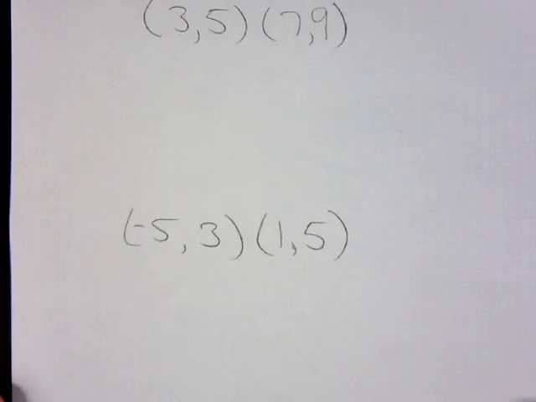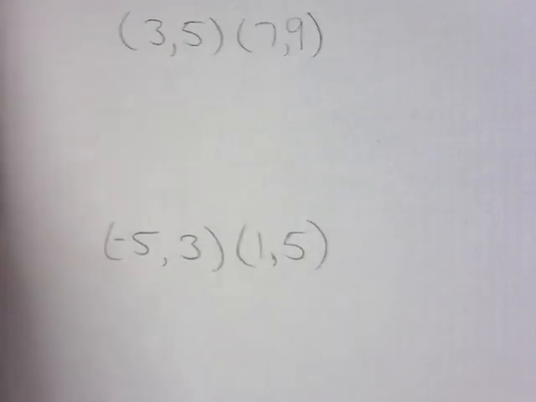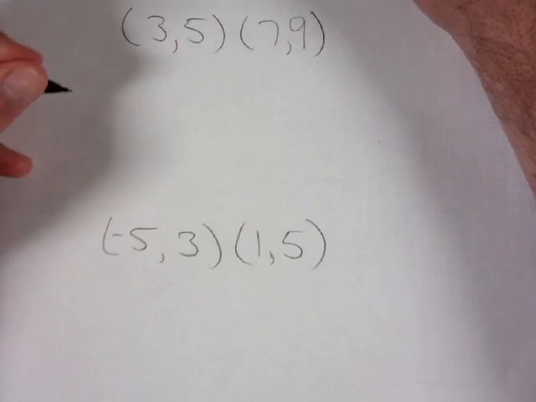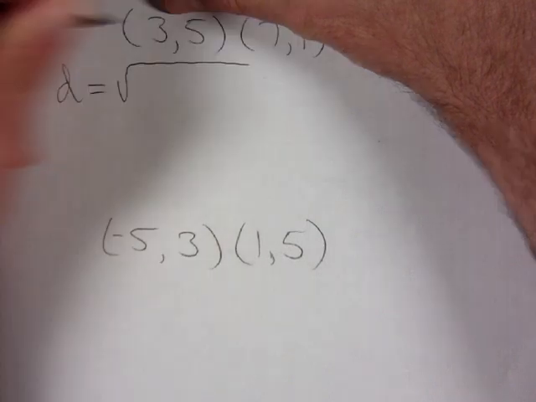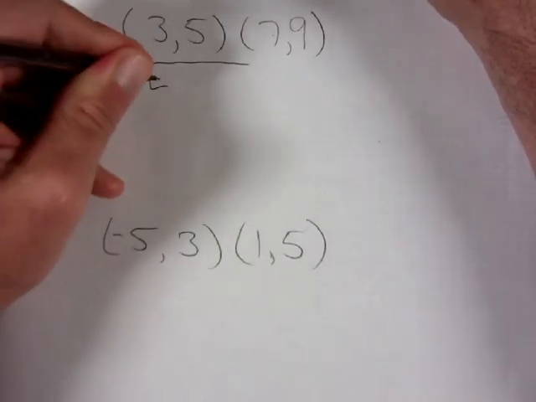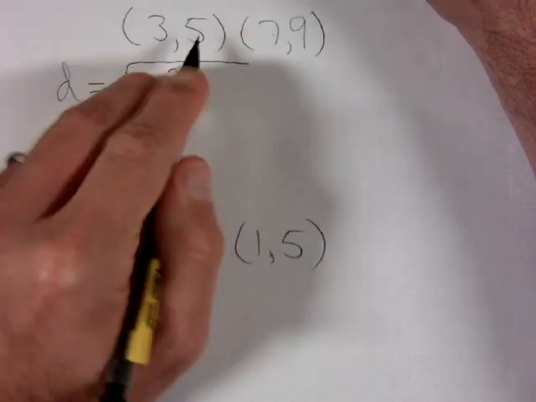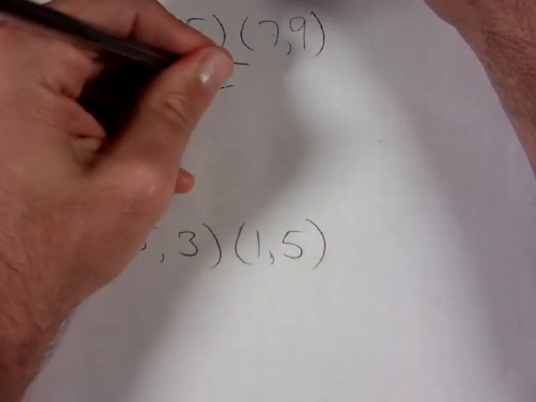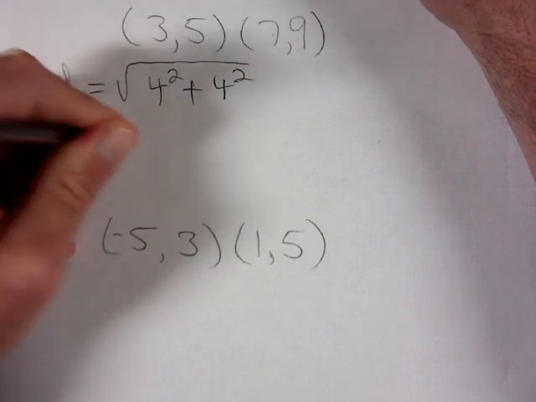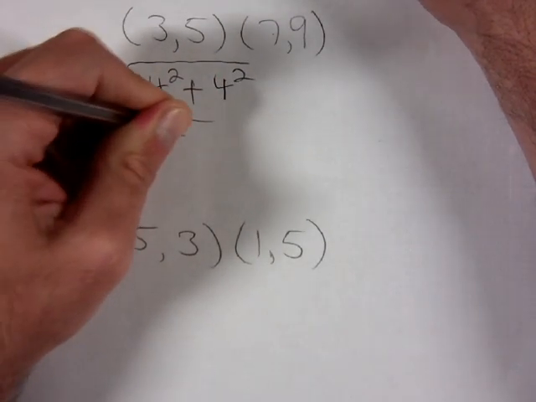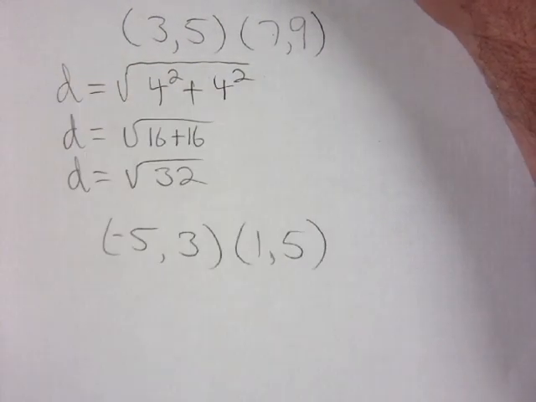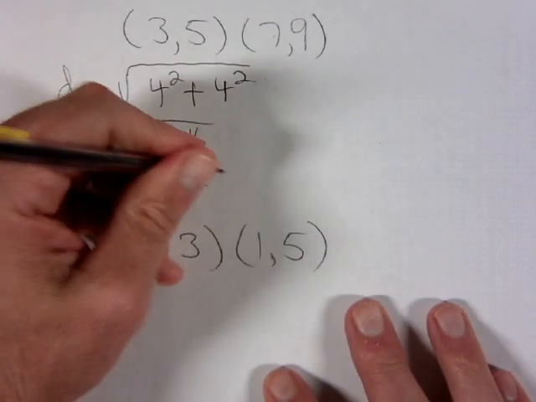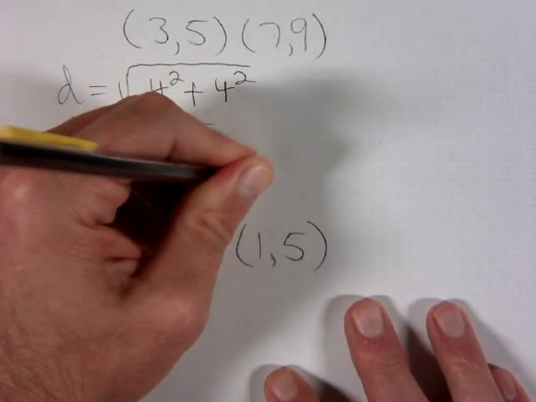Okay? Now, it's not always going to be a whole number answer. Okay? And I'm going to show you how to deal with one where it's not just a whole number. So like on this one, the distance is equal to the square root of, from 3 to 7, that's a change of 4, plus the change in y from 5 to 9 is also a change of 4. And so that would be the square root of 16 plus 16. And that's going to be the square root of 32. Now, square root of 32 doesn't come out even. If you put that into a calculator, you would get 5.66.